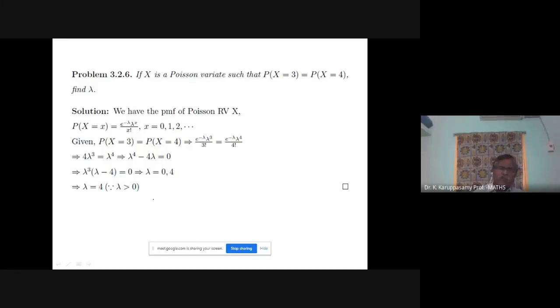First, you write the probability mass function for the Poisson distribution: e power minus lambda, lambda power x by x factorial, where x equal to 0, 1, 2, 3, etc. We are going to find out lambda. And what is the condition given? Probability of x equal to 3 is the same as probability of x equal to 4. So in the previous formula, you put x equal to 3: e power minus lambda, lambda cube by 3 factorial. Then substitute 4.